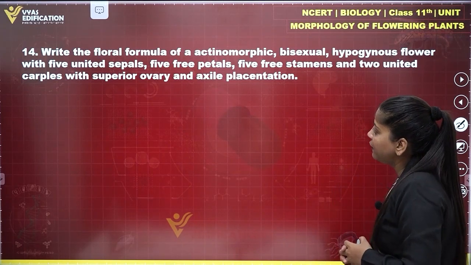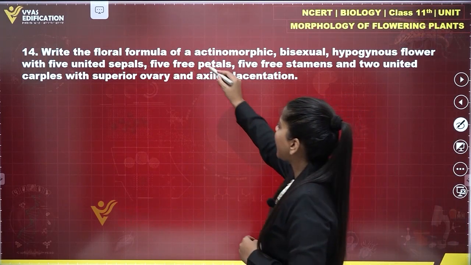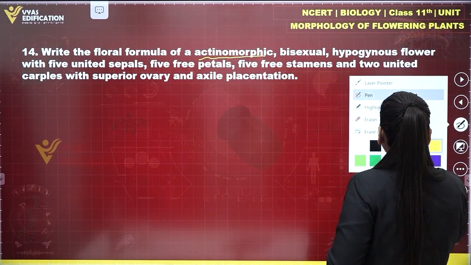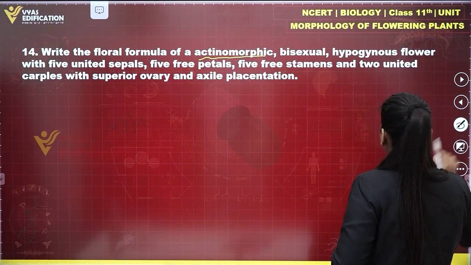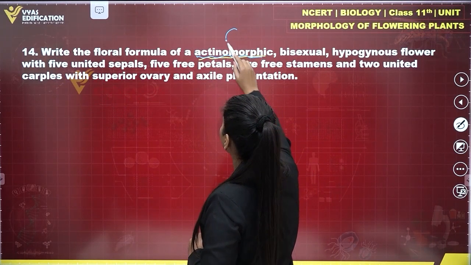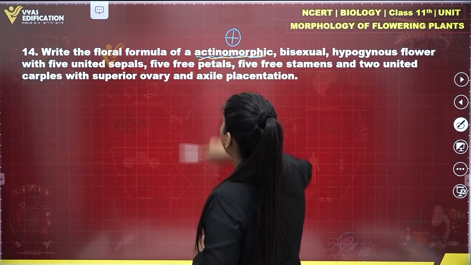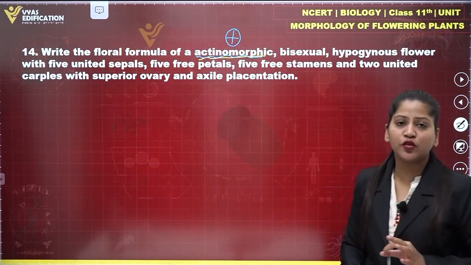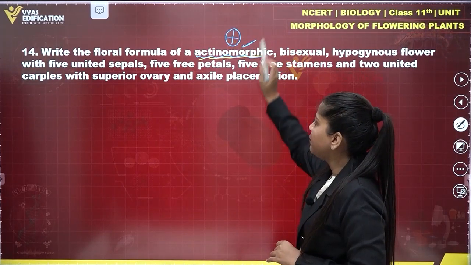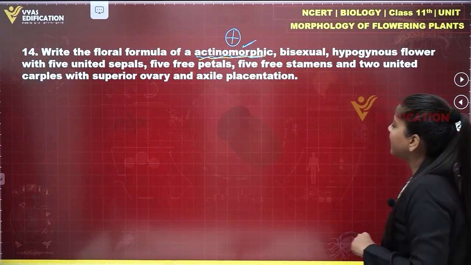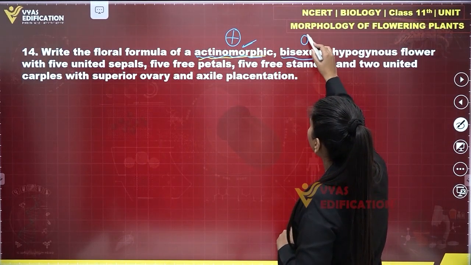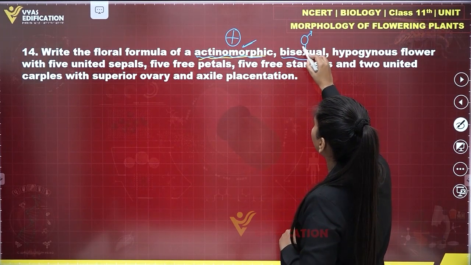Now, let's talk about the symbols which represent all these terms. First of all, the actinomorphic condition of a flower is represented by the symbol I have just made. Then the next thing, the bisexual flower. Bisexuality of a flower is represented by this kind of symbol.